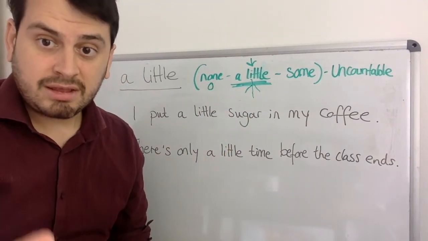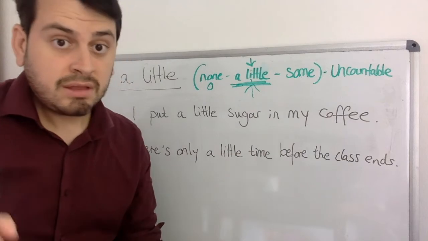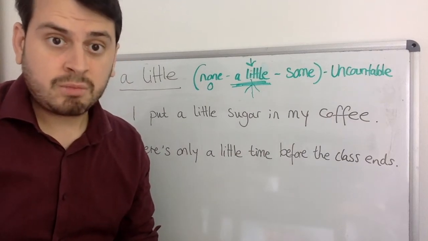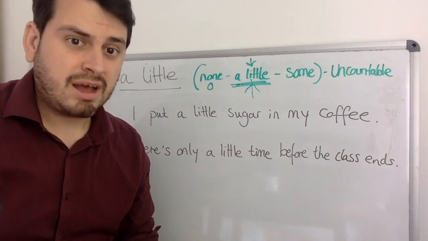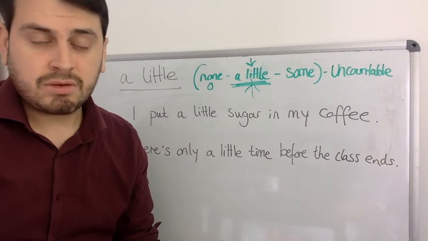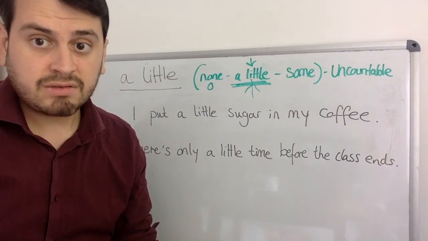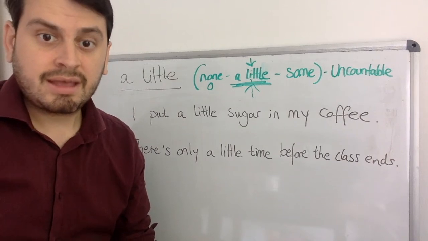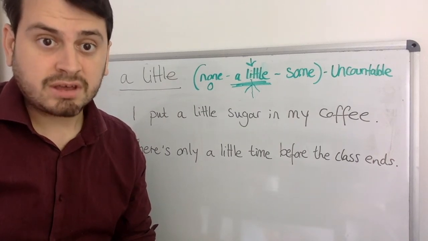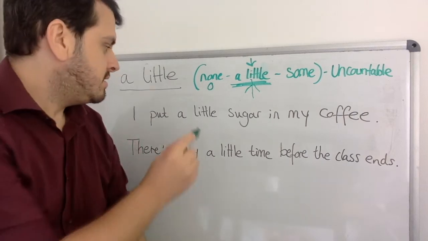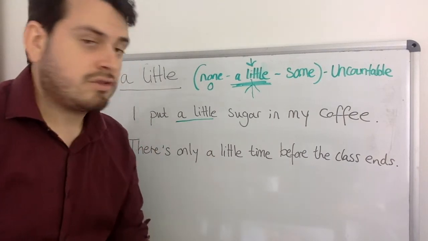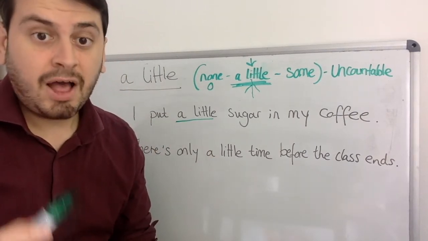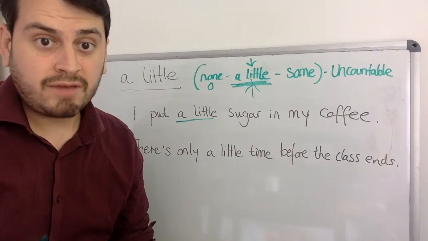We use a little with uncountable nouns. This is one of the differences with a few, because a few is kind of like the same meaning, but we use a few with countable nouns, whereas a little is with uncountable nouns. Again, the position is the same because it goes before the noun. So we have, I put a little sugar in my coffee.